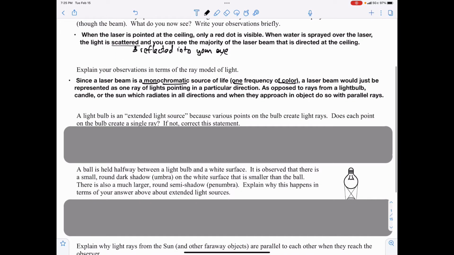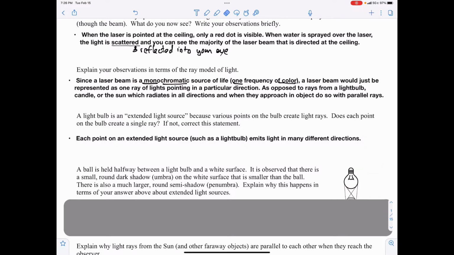A light bulb is an extended light source because various points on the bulb create rays. Does each point on the bulb create a single ray? If not, correct this statement. Each point on an extended light source, such as a bulb, emits light in many different directions. And this was Observational Experiment 21.2 that really helped to highlight the difference in the one-ray model versus the many-ray model.